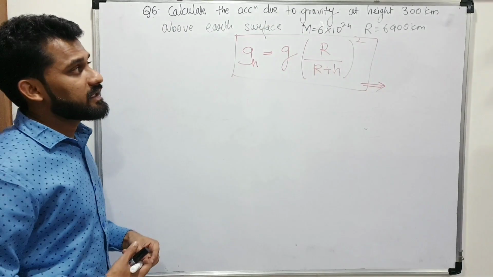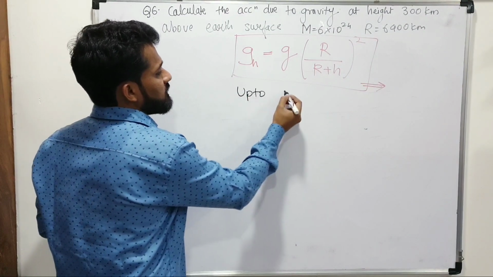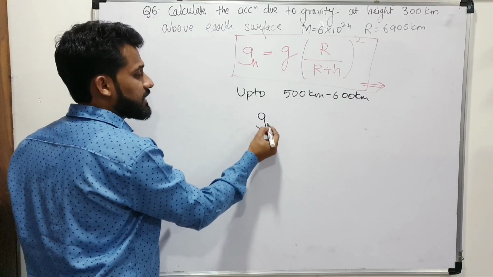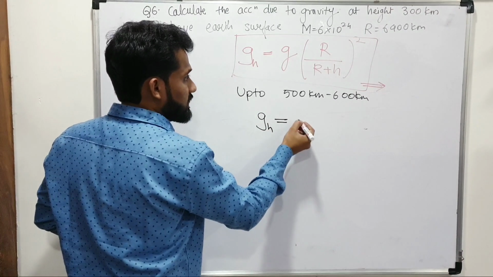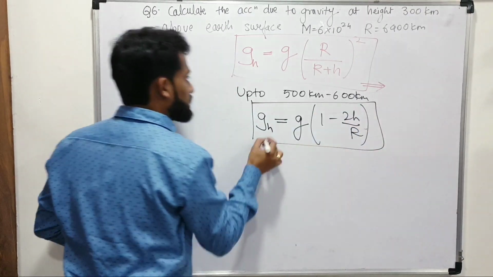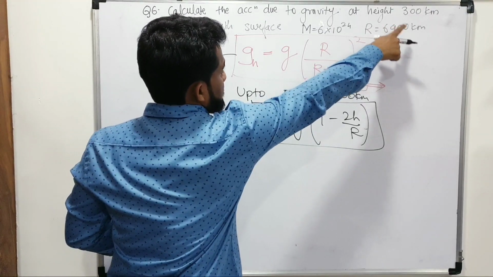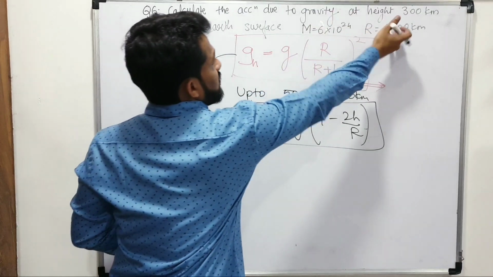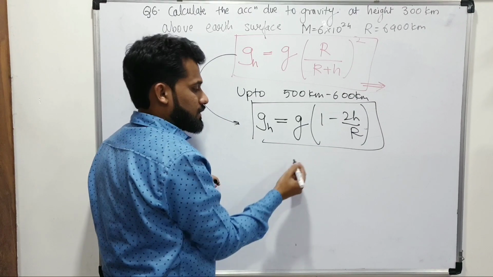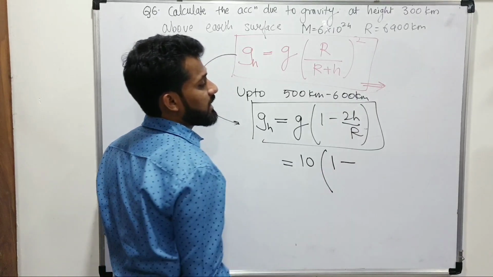So when the height above the earth's surface is very small, up to let us say 500 or 600 kilometers, you can use this variation of the formula, and that variation is g times 1 minus 2h by R. We have proved this in the derivation during the theory. Since the height is given as 300, which is very small compared to the earth's radius, I will use this formula. The value of g is 9.8, I'll consider it as 10, approximately we will calculate. 1 minus, what is 2h?